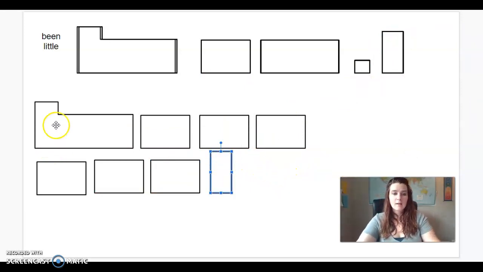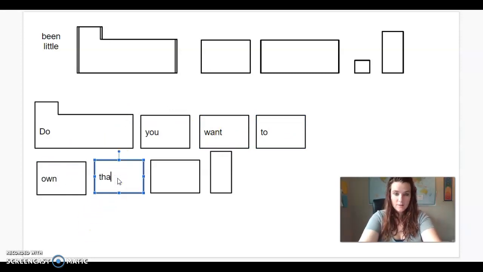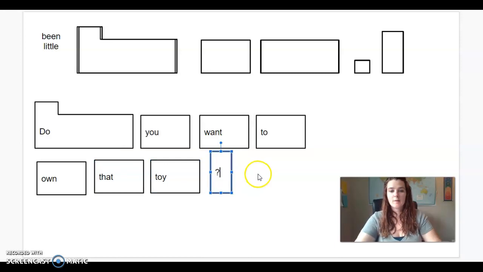Okay. Now let's fill our sentence in. I start with my uppercase. Do you want to own that toy? And put our question mark.